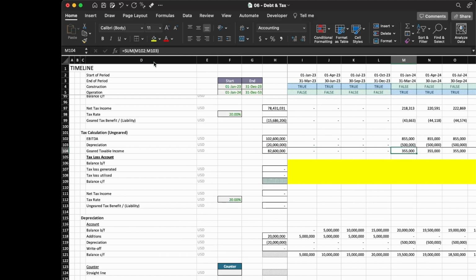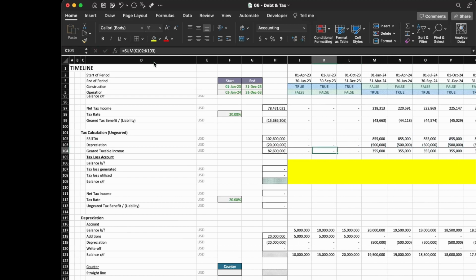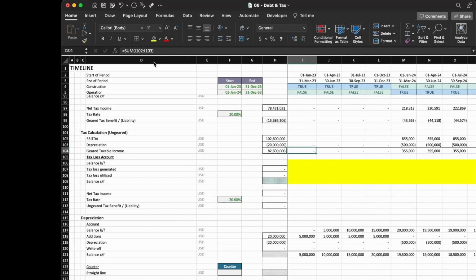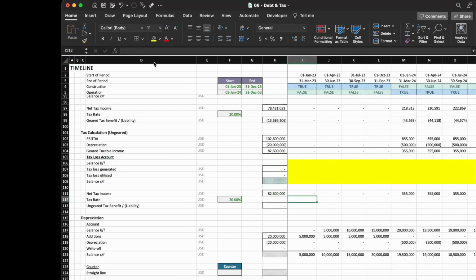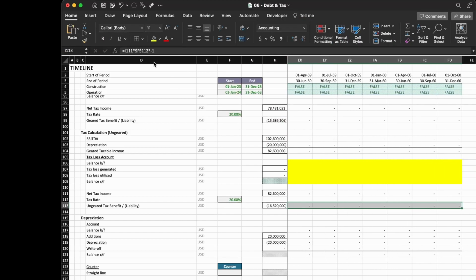So we did calculate the difference in here, and that's the geared taxable income. I'm not going to deal with this now, so we're going to say that the net tax income is going to be equal to this number here. Copy and paste everything across. Then the tax rate is 20%, and what we're going to have here is the ungeared tax benefit or liability. It's going to be this times -1, right? If I copy and paste across, there we go. We need to anchor this in here and copy and paste, and there we go.